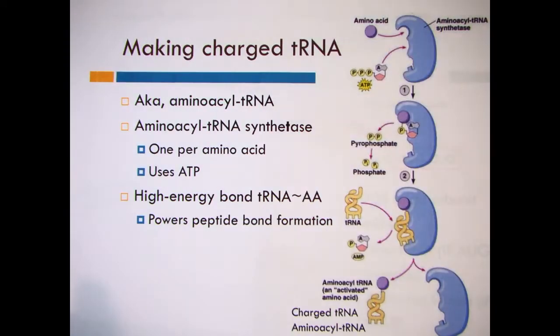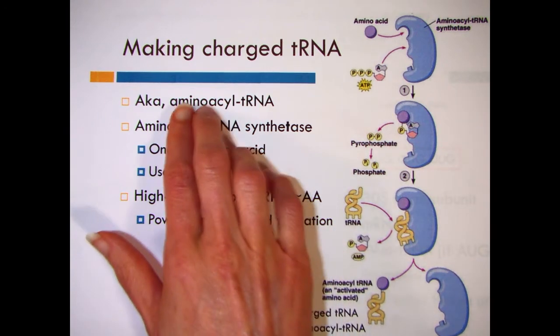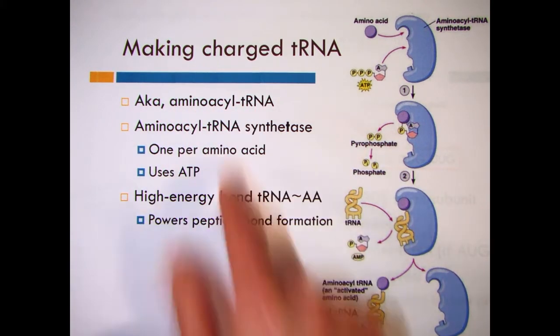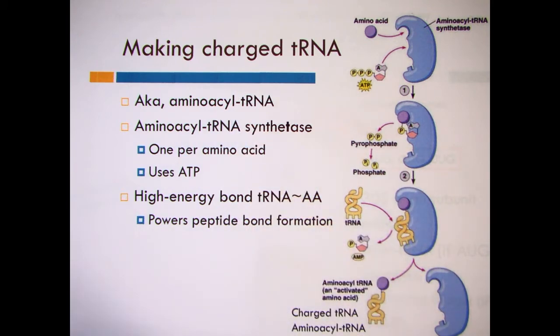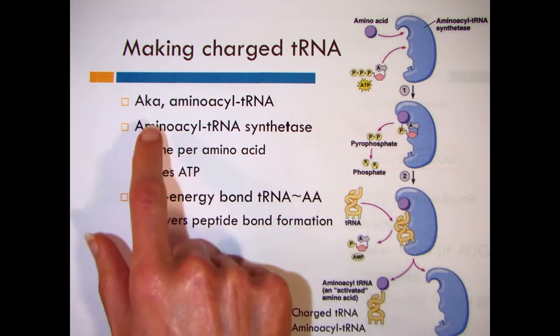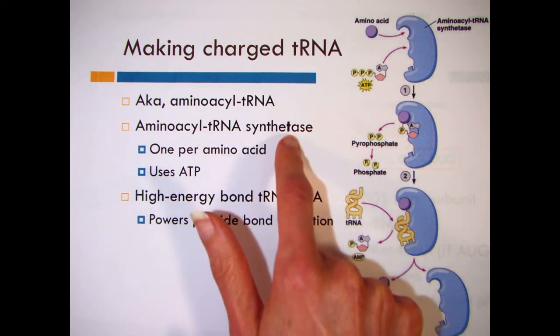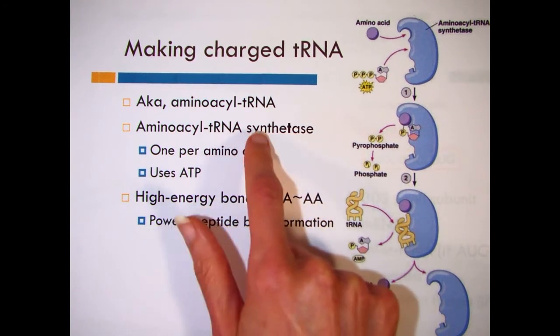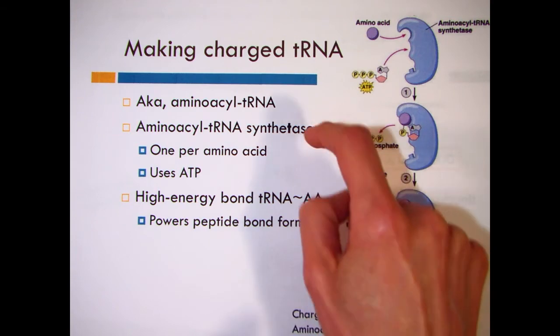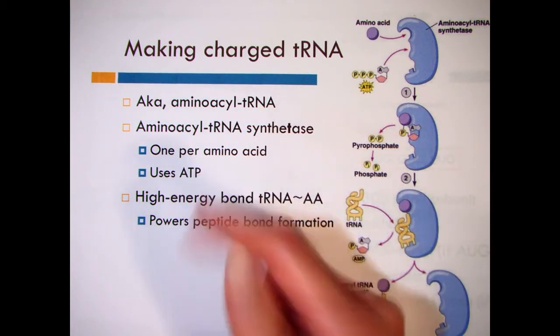So the first thing that we actually need to talk about is how we make the charged tRNAs. Charged tRNAs, remember, are tRNAs with amino acids stuck onto them. The fancy name for charged tRNAs is aminoacyl tRNAs. The enzyme that builds or assembles these is called aminoacyl tRNA synthetase. Hopefully, as soon as you see this T right here, and you see that this is synthetase, you will remember that synthetases use ATP.